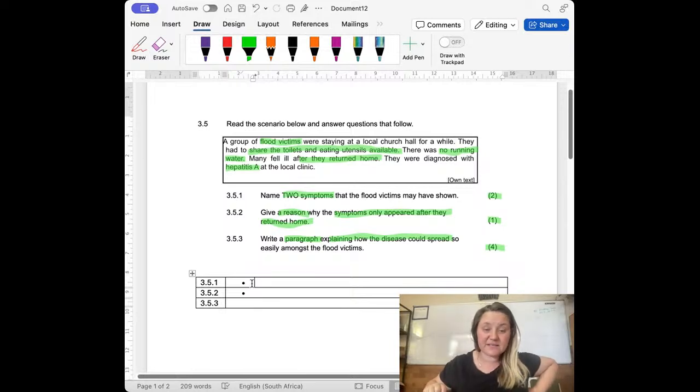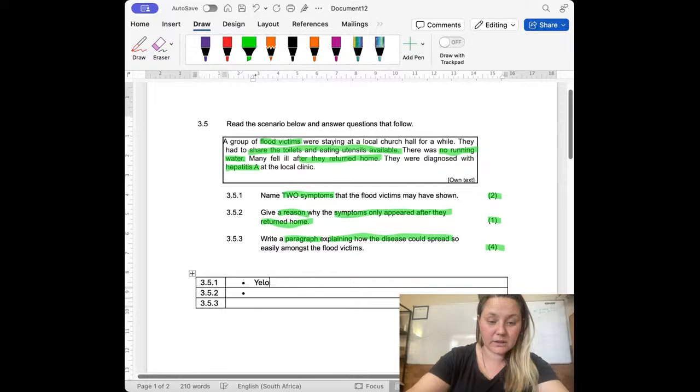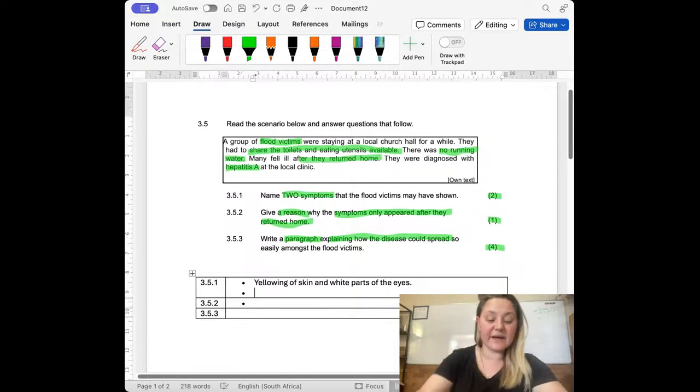For hepatitis A, it is going to be the yellowing of the skin and white parts of the eyes, right? Another symptom of hepatitis A is dark colored urine and clay colored stools.